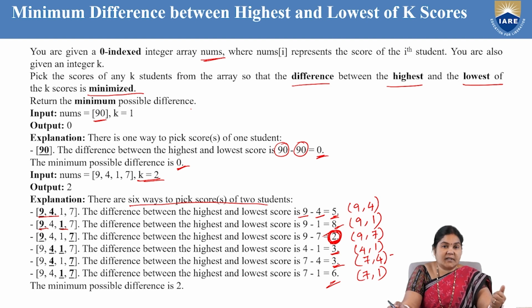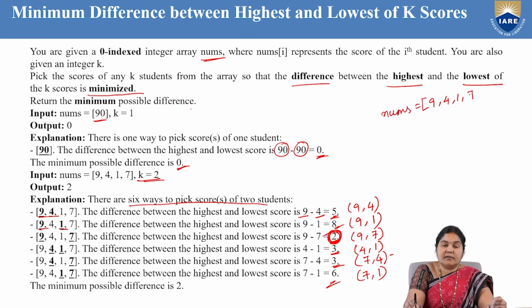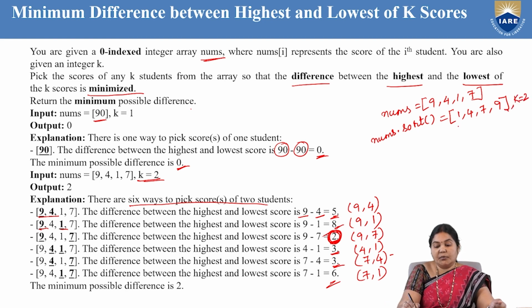Another approach can be the sliding window approach. Suppose my nums array is given as 9, 4, 1, 7. Instead of doing it this way, I can sort the nums array. If I use the nums.sort method, it becomes 1, 4, 7 and 9. And the k value is already given as 2, so the window size is given. So, I'll slice it down. The first subarray is 1 and 4, and I'll find the absolute difference between 1 and 4. 4 minus 1 is 3.